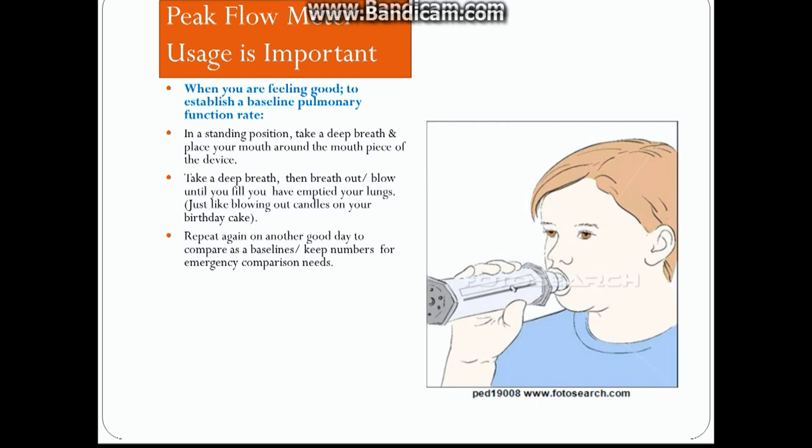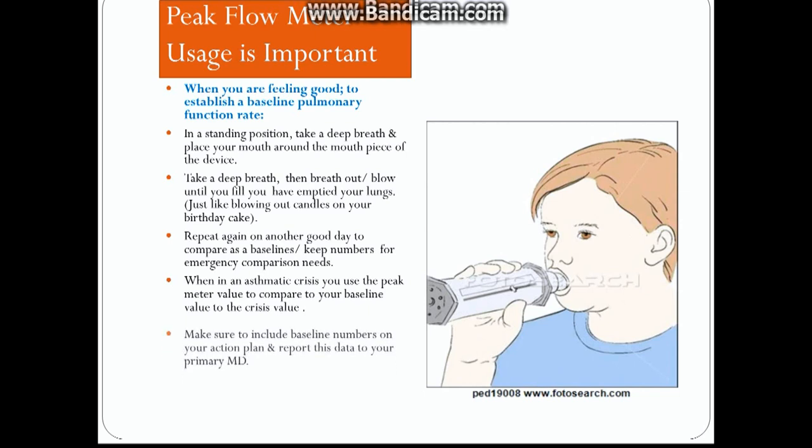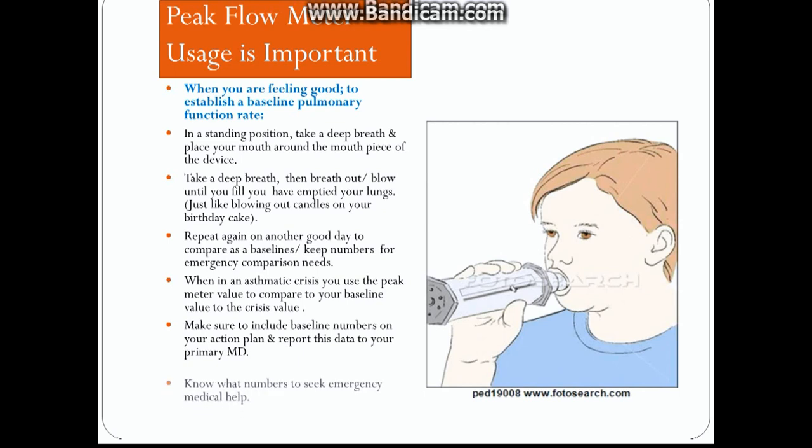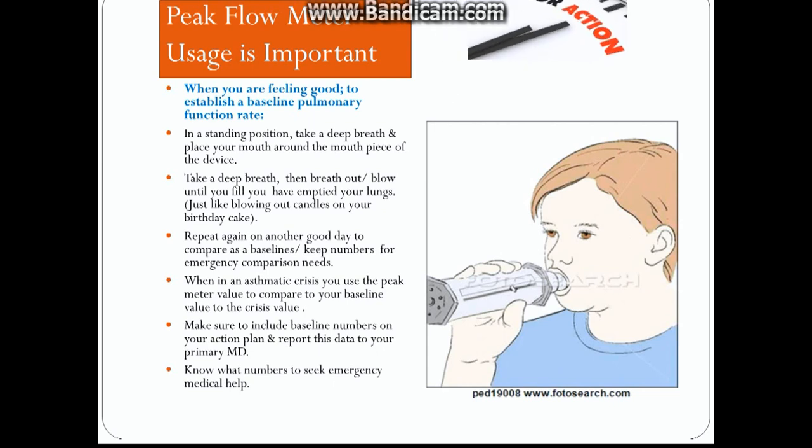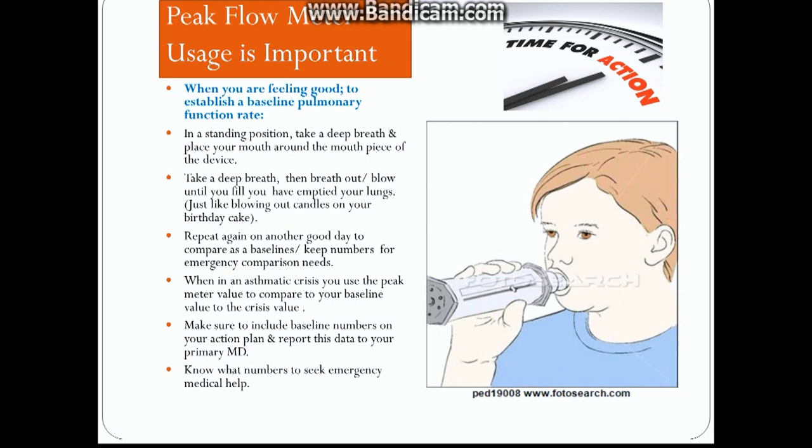Keep these baseline numbers for emergency comparison needs. When in an asthmatic crisis, you use the peak meter value during the crisis and you compare it to your baseline value. Make sure to include your baseline numbers on your action plans and report this data to your primary MD. Know what numbers related to your peak flow meter, know what numbers that when they happen that you need to seek emergency medical help. So know your numbers.